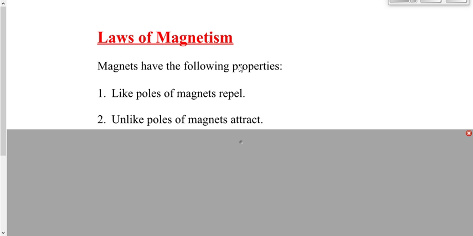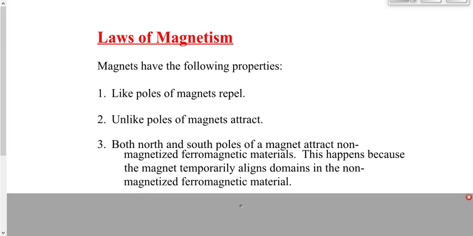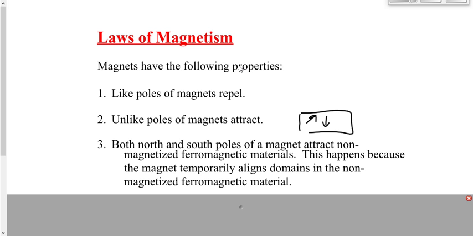The third law of electricity was charged objects attract neutral objects because of a separation of charge. Well, here we're going to say both north and south poles of magnets, in other words, magnets, attract non-magnetized ferromagnetic materials. And this happens because, Jesse, you were asking me a few minutes ago, I was going to write that down. Here we are. This happens because the magnet temporarily aligns the domains in the non-magnetized ferromagnetic material. So if this is my non-magnetized ferromagnetic material with domains pointing wherever, this is my magnet nearby, and I'm bringing it nearby.